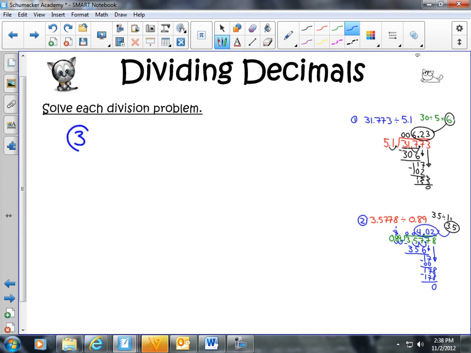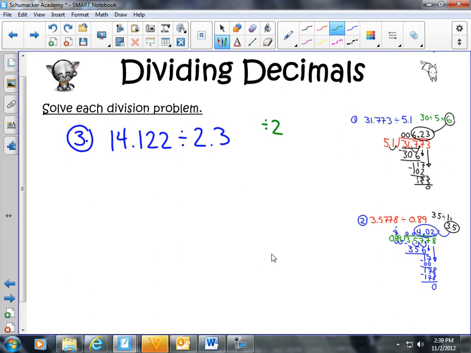For number 3, we're going to do 14 and 122 thousandths divided by 2 and 3 tenths. Okay, again, I want to estimate. So I'm going to make my 2.3 into a 2. And I'll just make my 14 and 122 thousandths into 14. 14 divided by 2 is 7. So I know my answer has got to be close to 7.